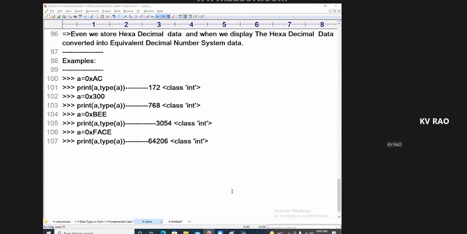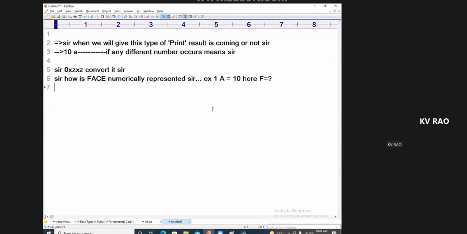Now one more student is asking. You see how their doubts are. Myself feeling so inconvenient. In FACE, numerically A is 10. F is kept with a question mark. Students, all of you answer it. What is F? 15. I don't want to call out who that person is. You see where I mentioned it.